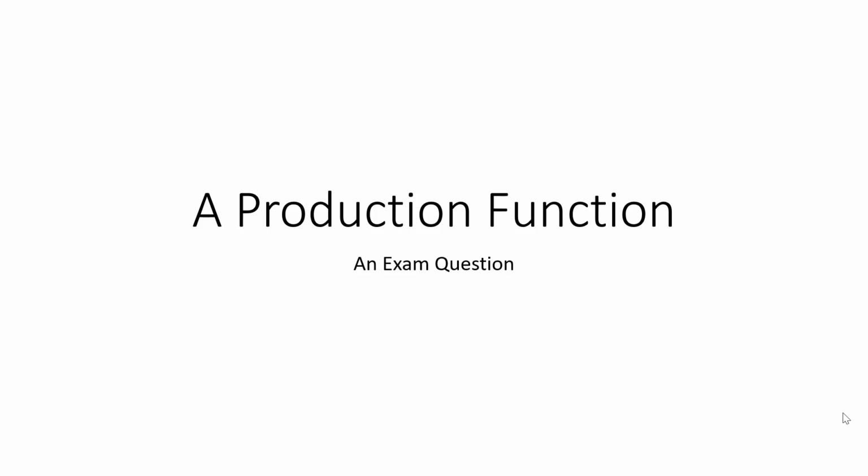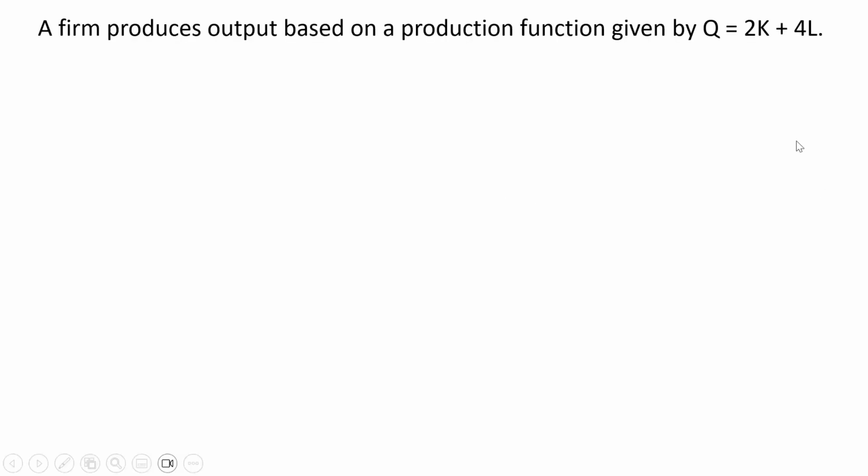Hello, in this video we're going to look at a production function and do a sample exam question. A firm produces output based on a production function given by Q equals 2K plus 4L. Q is the quantity of the firm's output, K is units of capital, L is units of labor.